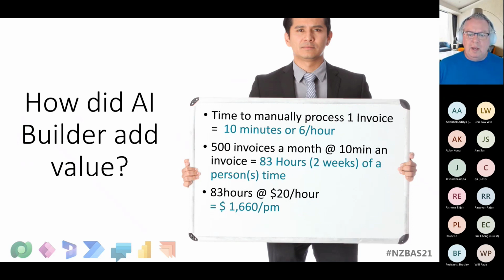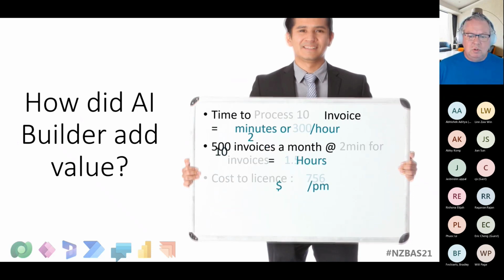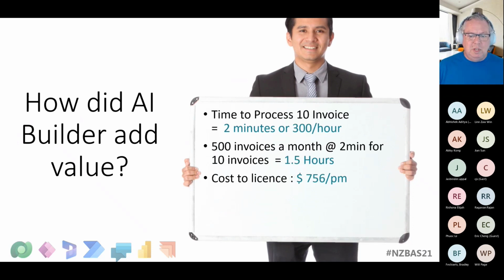Using the simple model we had now with some basic processing, if we had to translate that, we were able to process 10 invoices in 1 minute, actually. I've been a little bit naughty saying 2 minutes. Okay. Or if you took a look at it per hour, there's 300 to 600 invoices we could do an hour. 500 invoices a month at 2 minutes, that's 1.5 hours. So we've taken the invoice processing time, as somebody would have done manually, from 2 weeks down to 1.5 hours a month for a cost of $756. Not a bad return on investment when you think about it.